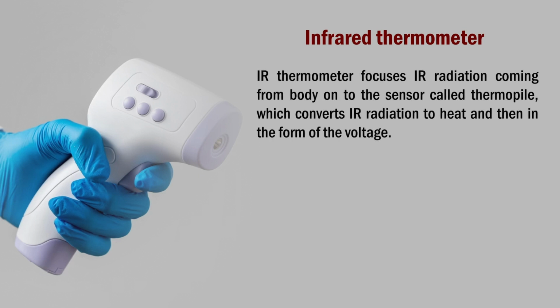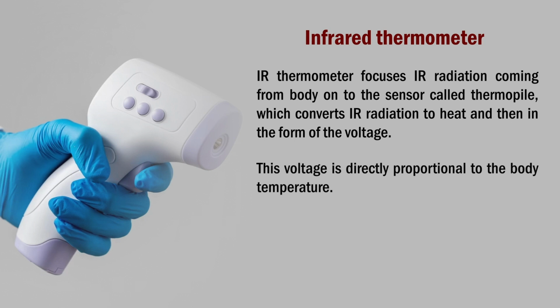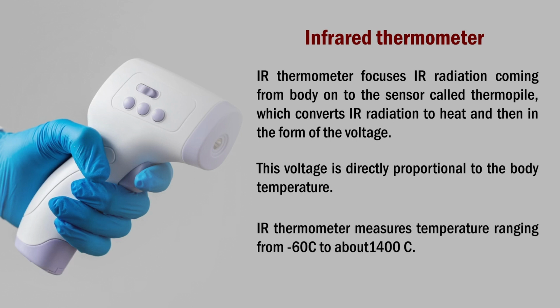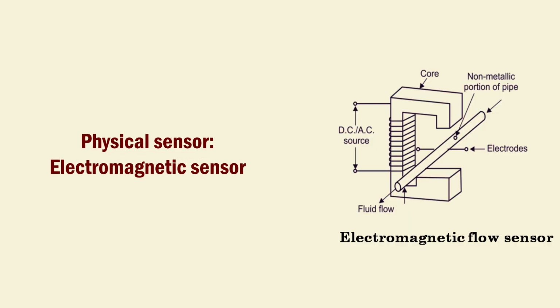The IR thermometer focuses IR radiation coming from the body onto the sensor called a thermopile, which converts IR radiation to heat and then into the form of voltage. This voltage is directly proportional to the body temperature. IR thermometers measure temperature ranging from minus 60 degrees centigrade to about 1400 degrees centigrade. Now, in this section, we will study electromagnetic flow sensors.